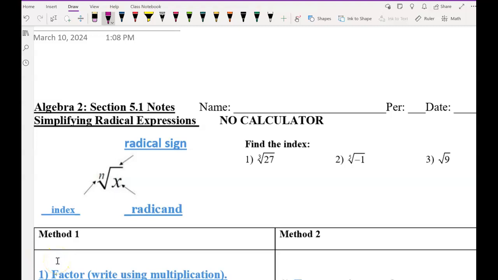Hey students, okay, so we are now on section 5.5 and this is simplifying radical expressions, and I would like for you to not use a calculator at all on this lesson or on this assignment, okay?